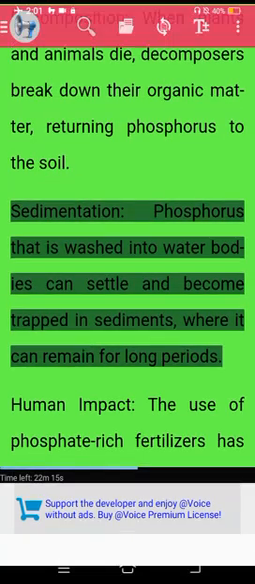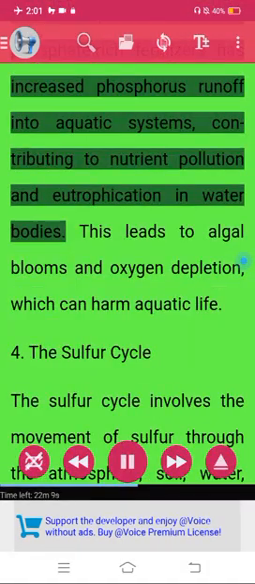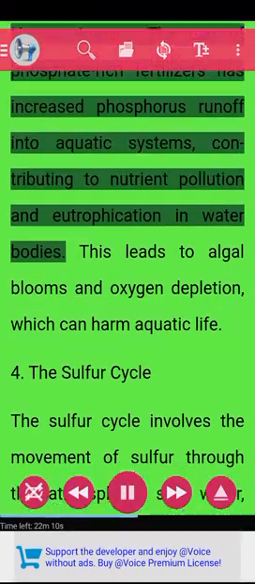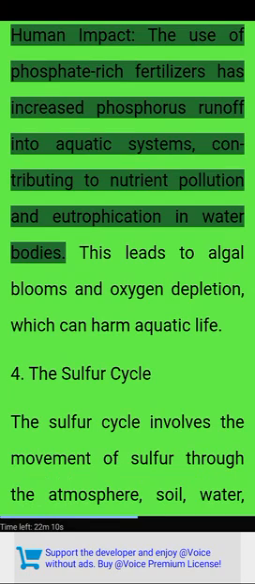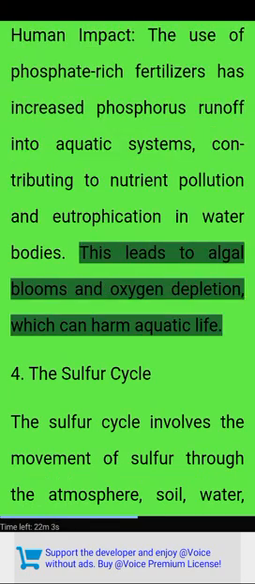Sedimentation: phosphorus that is washed into water bodies can settle and become trapped in sediments, where it can remain for long periods. Human impact: the use of phosphate-rich fertilizers has increased phosphorus runoff into aquatic systems, contributing to nutrient pollution and eutrophication in water bodies. This leads to algal blooms and oxygen depletion, which can harm aquatic life.